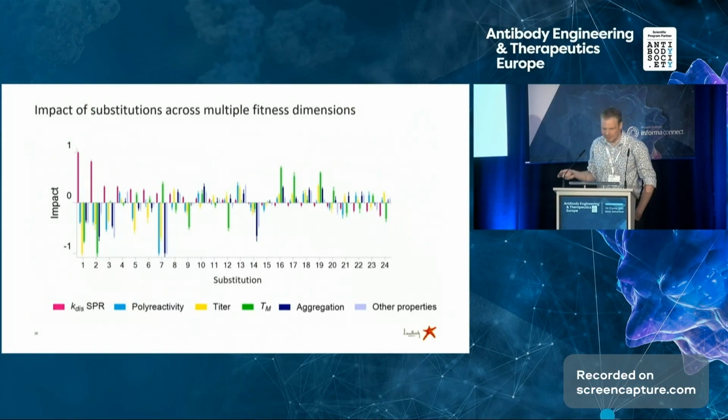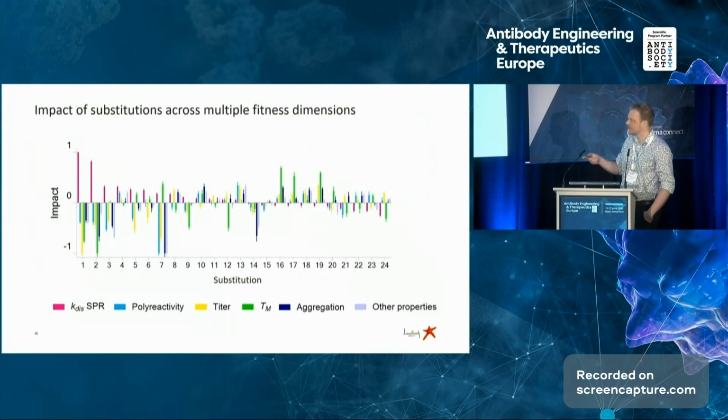I believe actually that number 4, for example, is looking relatively promising. But in this way, we can dissect our data in various ways, and we can track the contributions of these substitutions across the different dimensions at the same time.